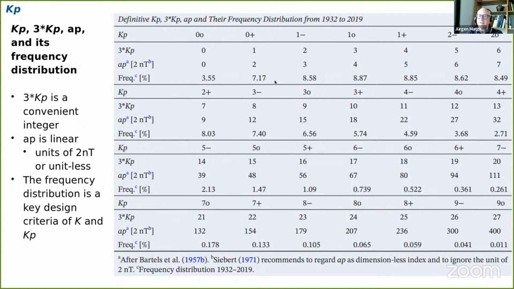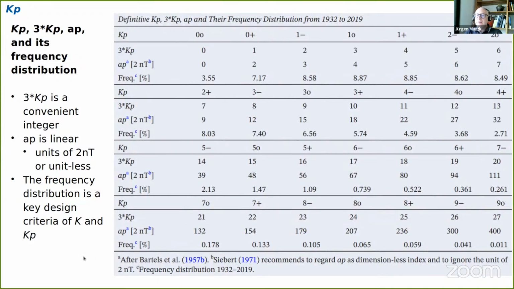I show this here because it was very important for Bartels when he designed the index to have a useful frequency distribution. So for example, about 3 to 4% of all index values show true geomagnetic quietness, and so on. The most frequent KP value is 1, with almost 9% of the index values. And there is also a debate about the units of the AP index. According to Bartels, it has units of 2 nanotesla, but others like Siebert, including myself, recommend to regard it as a dimensionless number without any problem.